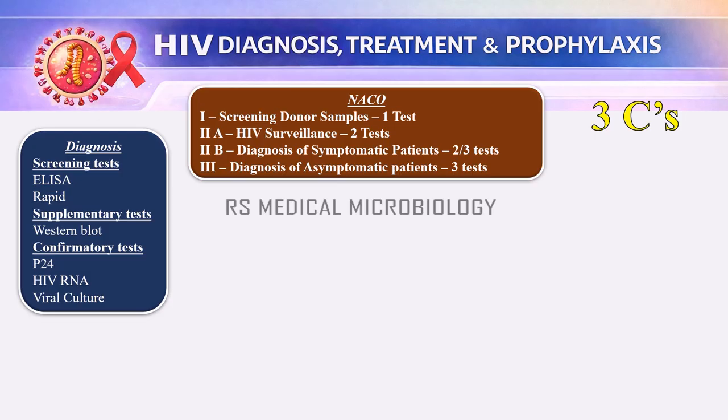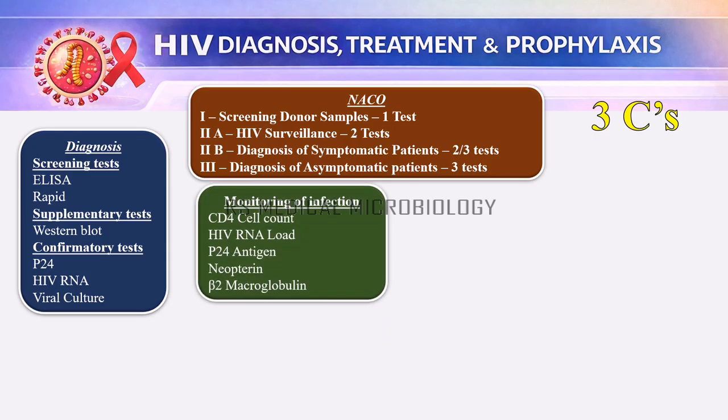It can be either 2 or 3 tests depending on the result. And 3 is basically for diagnosis of asymptomatic patients, where you use 3 tests. The first is a very sensitive test. The second and third are highly specific tests.